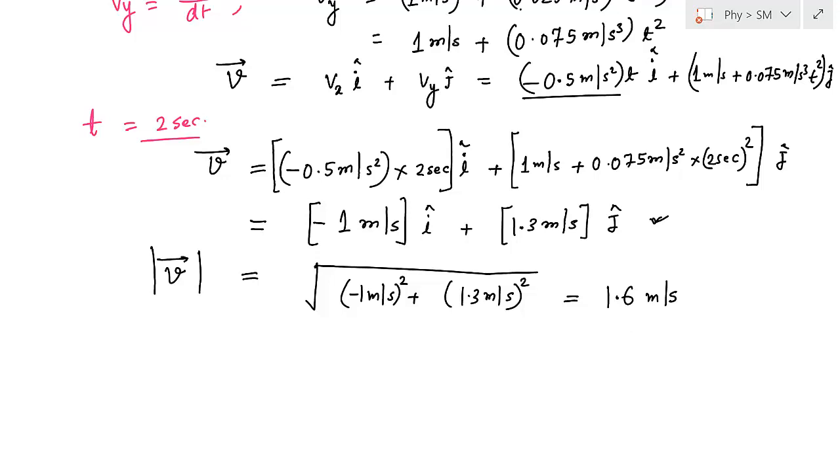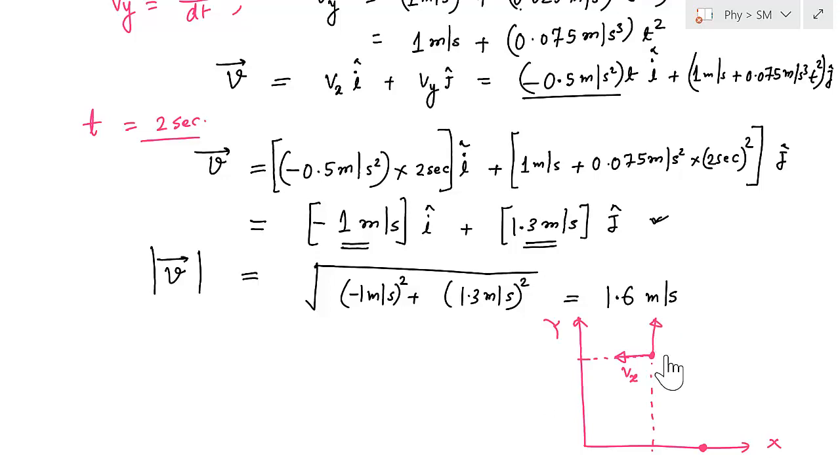Now you can see the velocity has one component that is negative and another component that is positive. We can show this in a graph also. This is my x-axis and this is my y-axis. Initially the rover was here, and finally at t equals 2 seconds the rover is here. What is the velocity at t equals 2 seconds? This point corresponds to t equals 2 seconds. The x component is negative, so it points in this direction, and Vy is positive, so this direction.